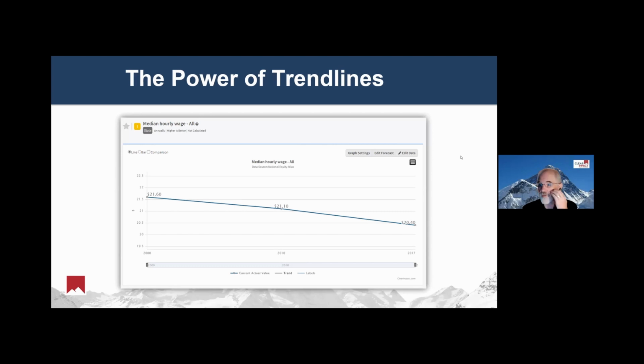If somebody could put their phones on mute, we're hearing some background noise there. So again, looking at this data, it's going down.